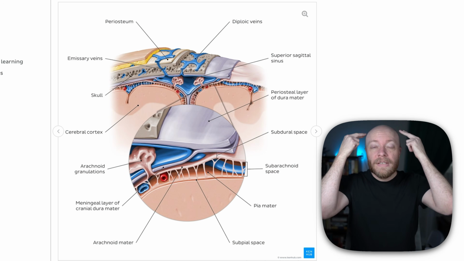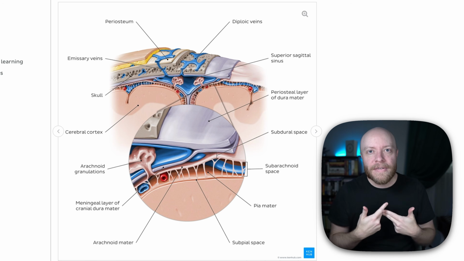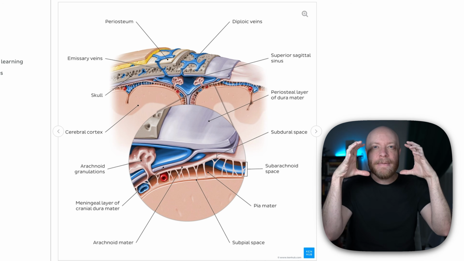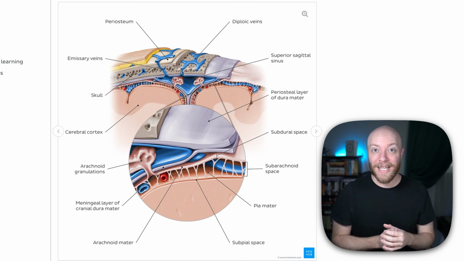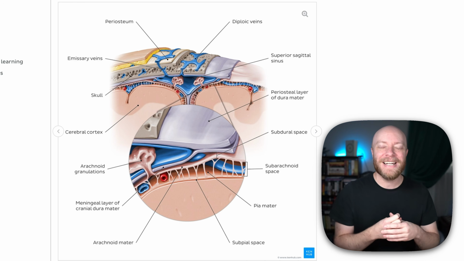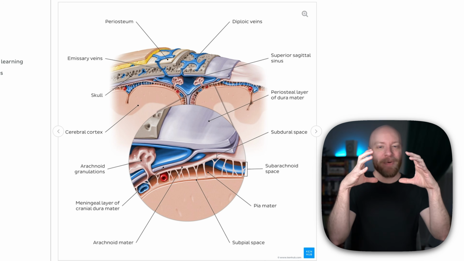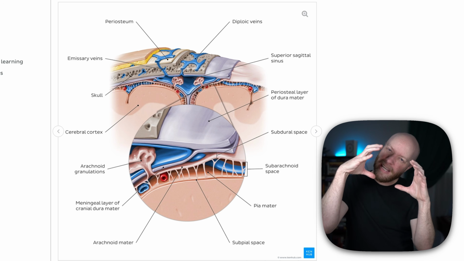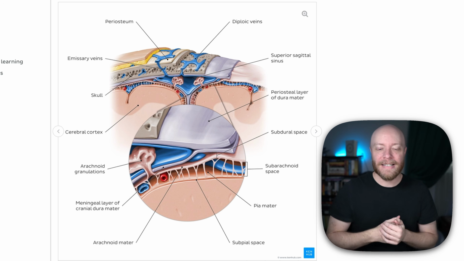There's fluid on the outside of the brain. There's fluid on the inside of the brain. And it's basically just keeping it stationary so that when I do this, I don't just get a concussion and fall over dead. Instead, it is going to be suspended in essentially the same spot inside of the skull.